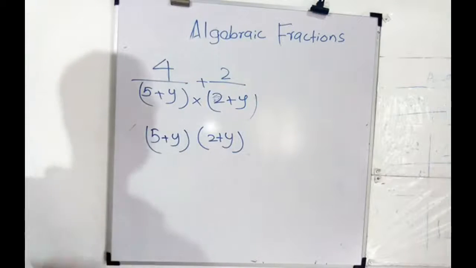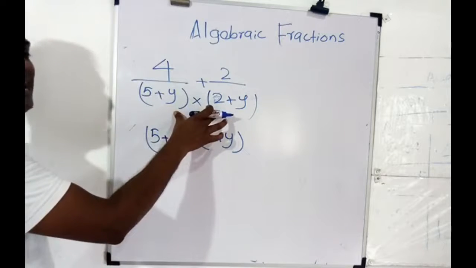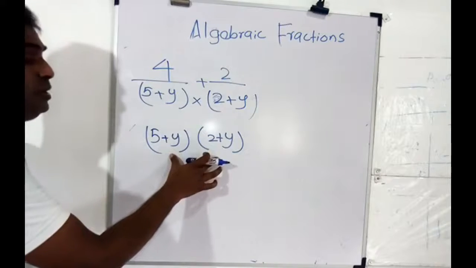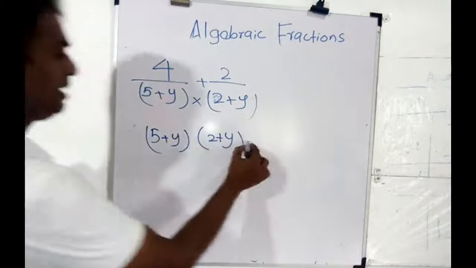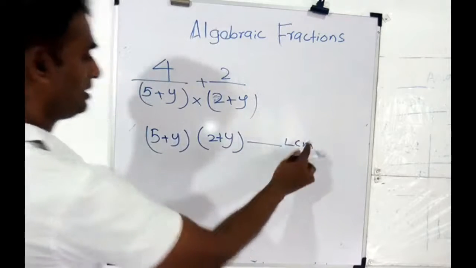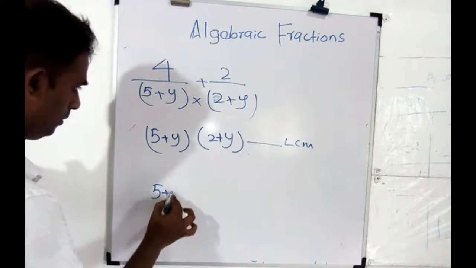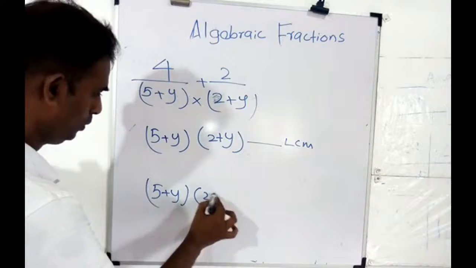What is the situation? If we get two algebraic expressions, we are not going to simplify. This is the LCM. 5y, 2y.